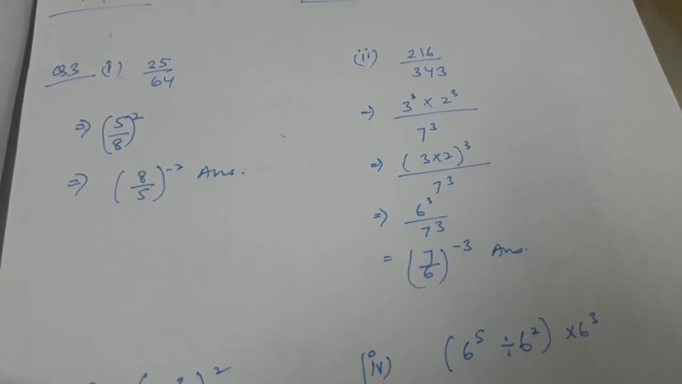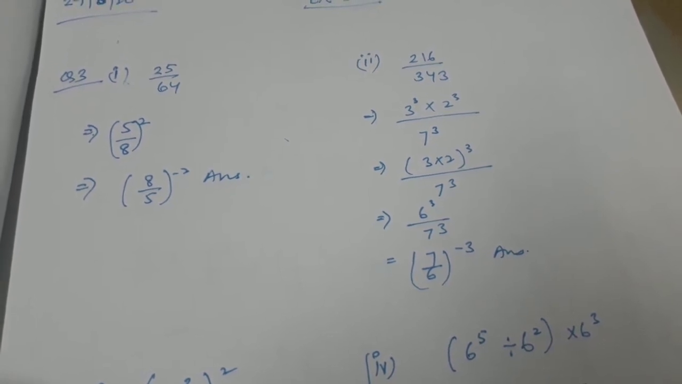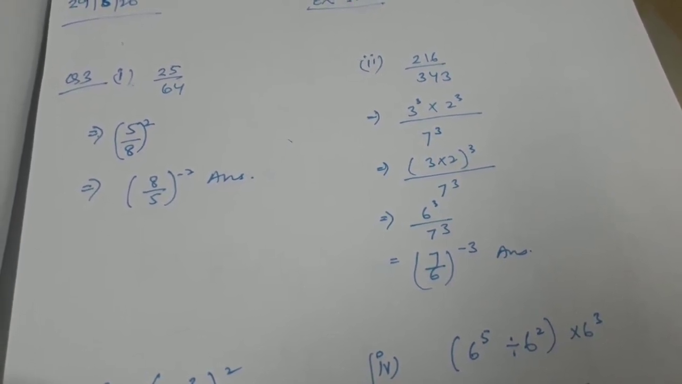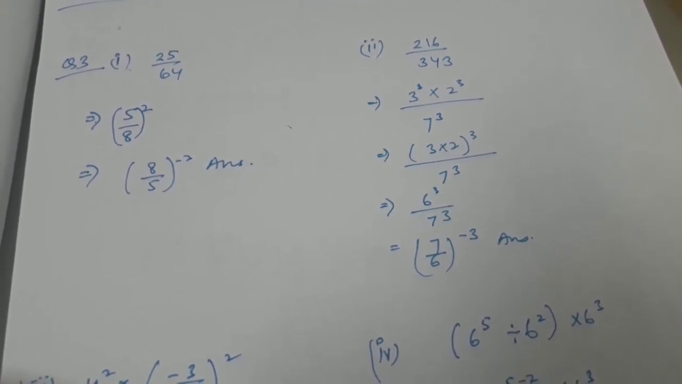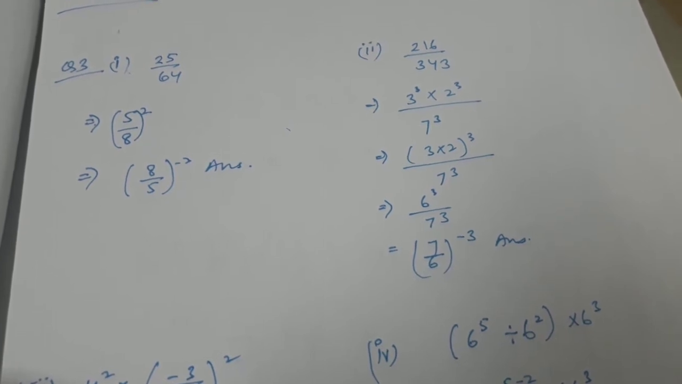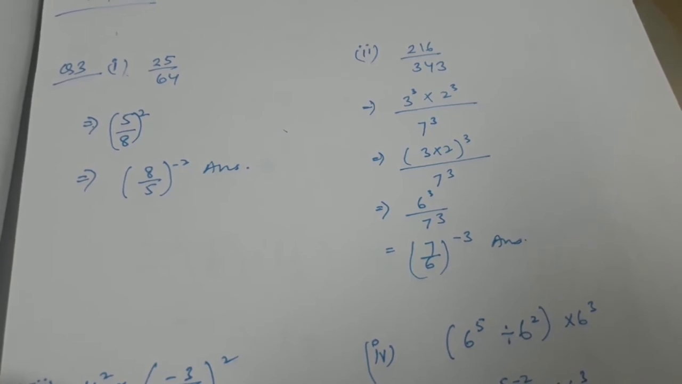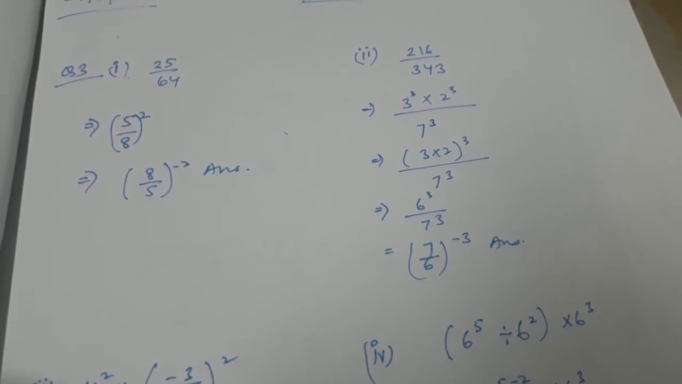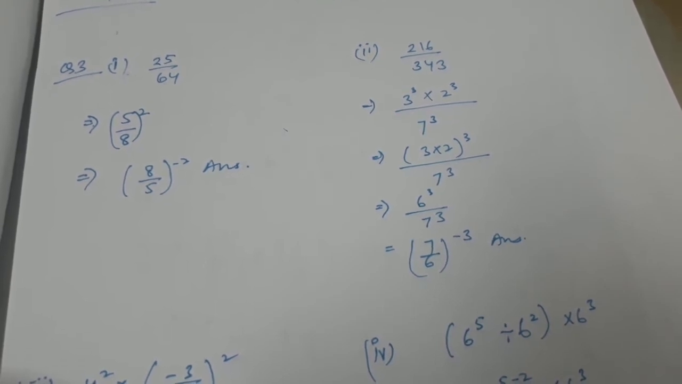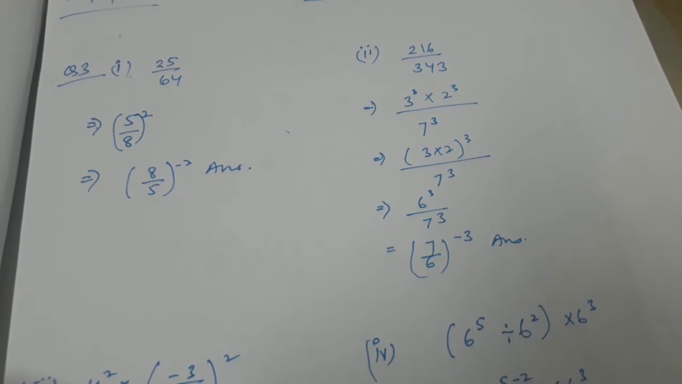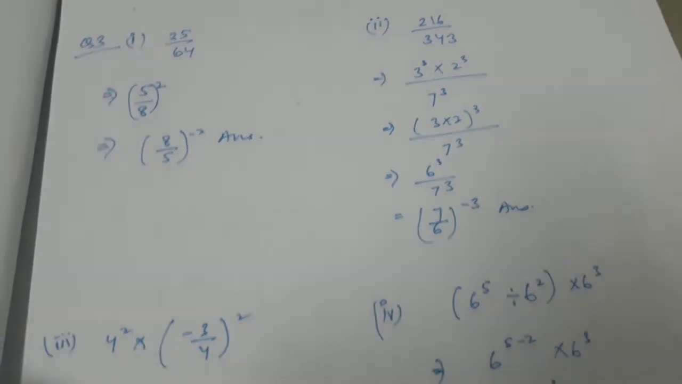In the second part, 216 by 343 is given to us. 216 can be written as 3 raised to the power 3 into 2 raised to the power 3, and 343 can be written as 7 raised to the power 3. So 3 into 2 raised to the power 3 by 7 raised to the power 3, that is 6 raised to the power 3 by 7 raised to the power 3. For bringing the negative into the power, we will reciprocate 6 by 7 as 7 by 6. So our answer would be 7 by 6 raised to the power minus 3.